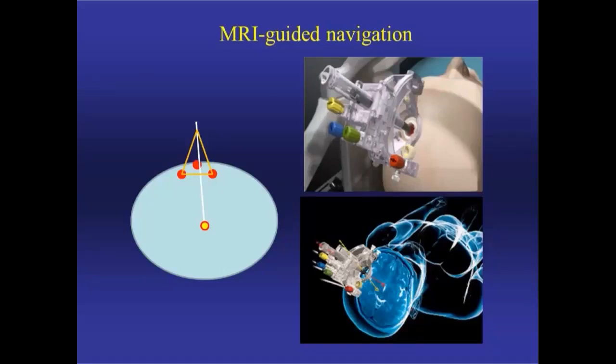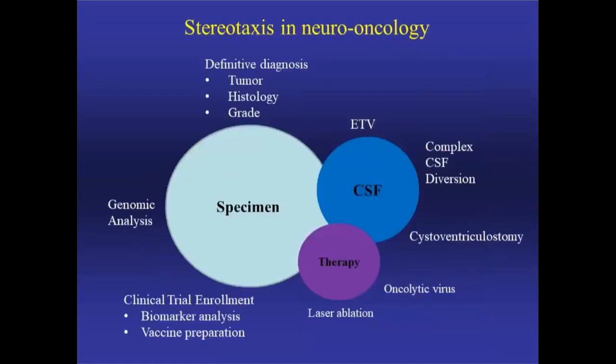So in terms of application, here are the things that I'm going to talk about. In neuro-oncology, the fundamental purpose of stereotactic surgery is to achieve definitive diagnosis for lesions that are not easily accessible. Through tissue diagnosis, we'll identify the tumor grade and histology that essentially serves as the foundation for modern management of intracranial lesions. More and more, we're using genomic analysis of the samples as well to guide therapy.